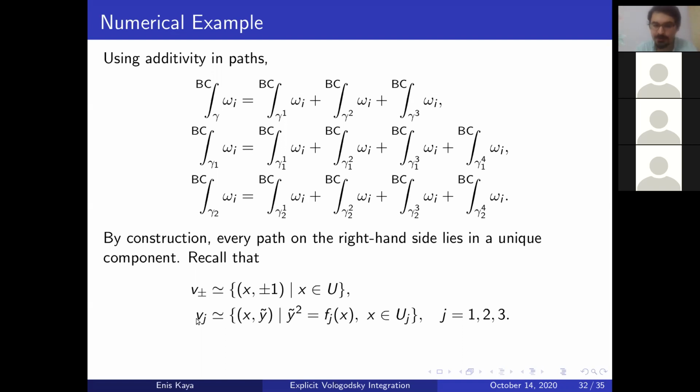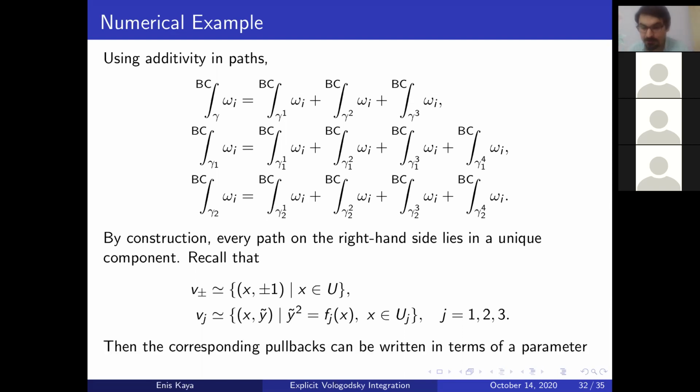For the other components, this is not true anymore. On the right-hand side, we have a curve in x and y, but recall that fj is a polynomial of degree 2. So this is a rational curve, and we can parameterize this curve. So again, the corresponding pullbacks can be written in terms of a parameter.